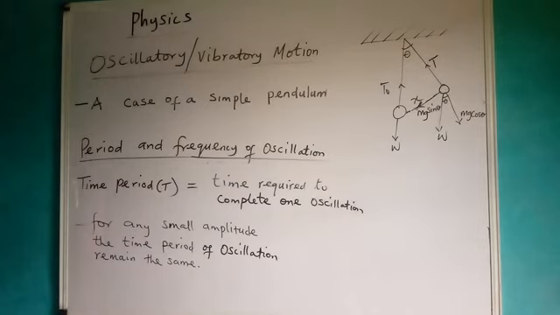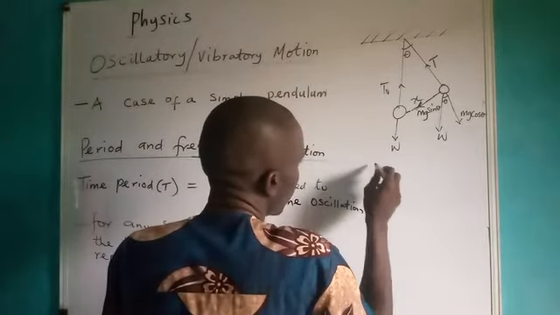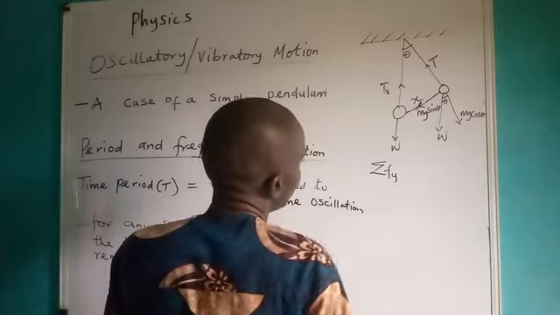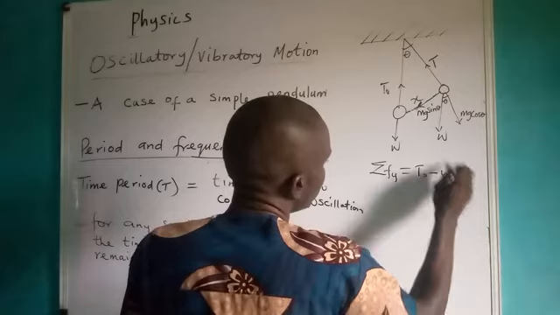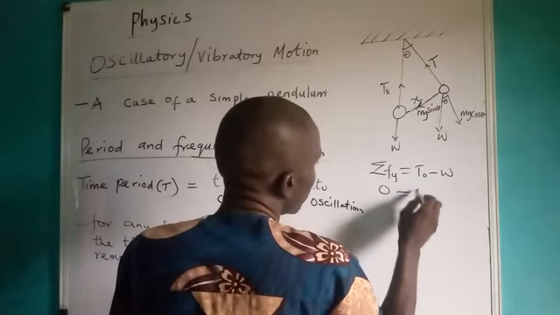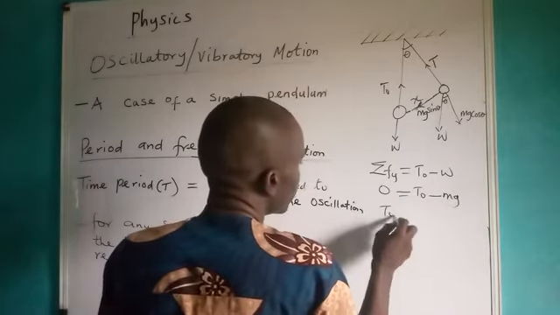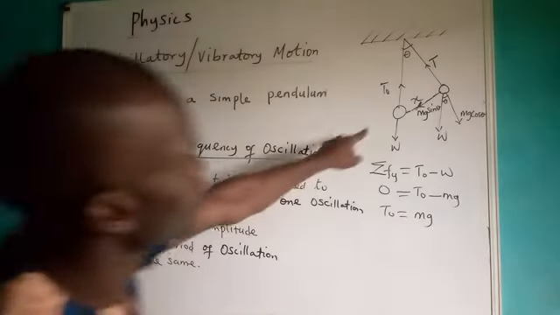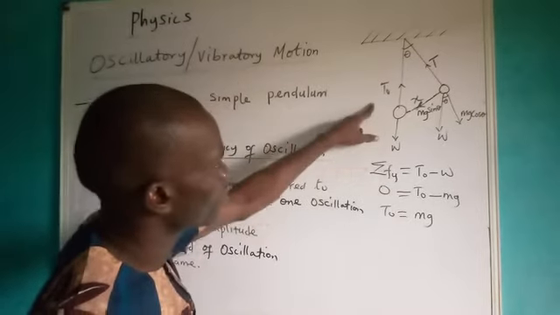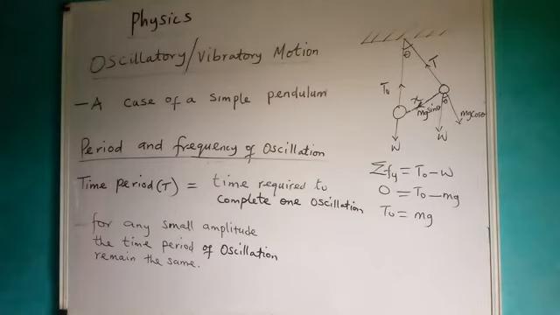To resolve this system into components, we look at this stage. What will be the component here? The only component here is the y component. Sigma Fy equals zero: T is positive and W is negative. Therefore 0 equals T minus mg. Taking it over, T equals mg. It means that at this position, the tension force is mg, the weight force. It is the weight force that supports this tension.